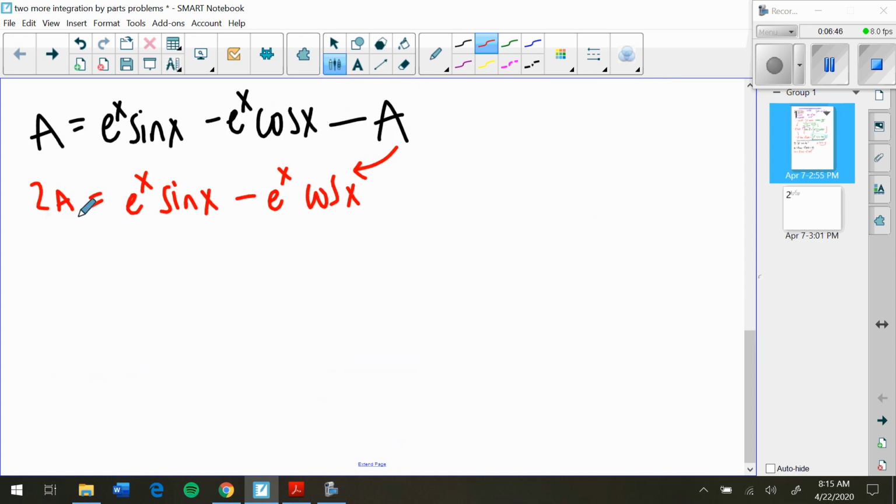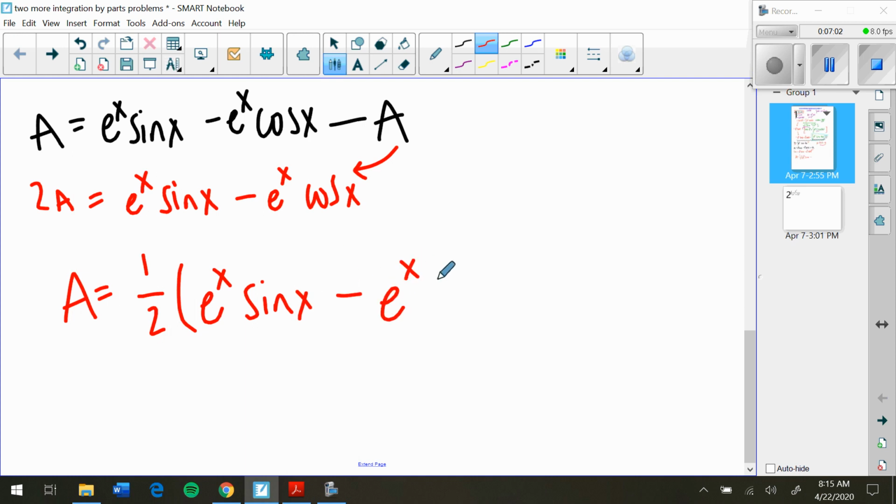All right. Again, we're still solving for a. We want a all by itself. How do I get a all by itself? Well, I divide by 2. Or my final answer is equal to 1/2 times e to the x sine of x minus e to the x times cosine of x, and then technically we need that plus c.